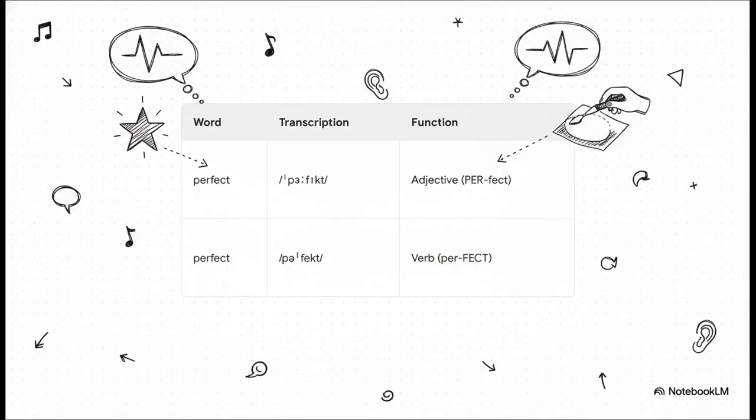Now, you might be thinking, okay, a little punch, who cares? Well, you should, because getting the stress right is huge. It can literally change the entire function of a word. Take the word spelled P-E-R-F-E-C-T. If you put the stress on the first syllable, PERfect, it's an adjective, like your drawing is perfect. But if you move the stress to the second syllable, perFECT, it becomes a verb, like you need to perfect your technique. Same spelling, totally different words, all decided by that little punch.